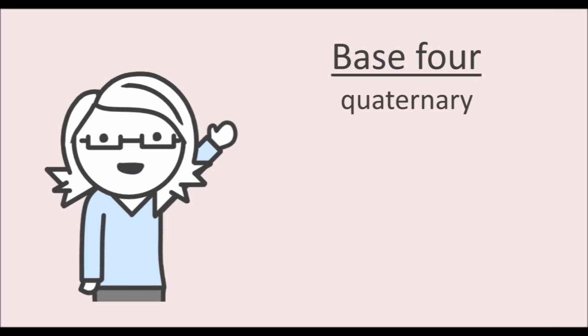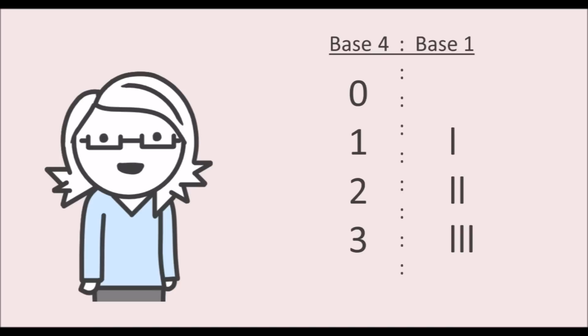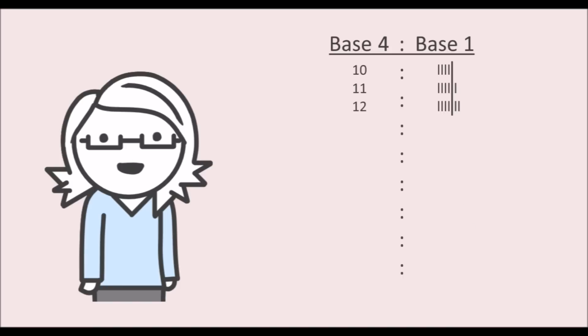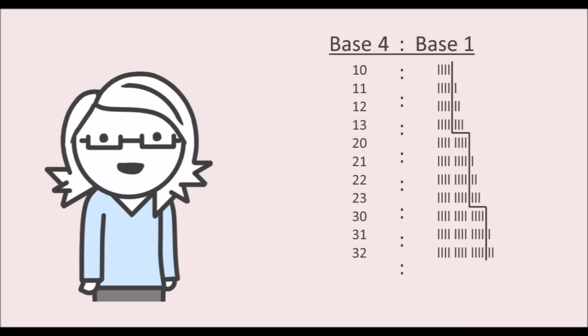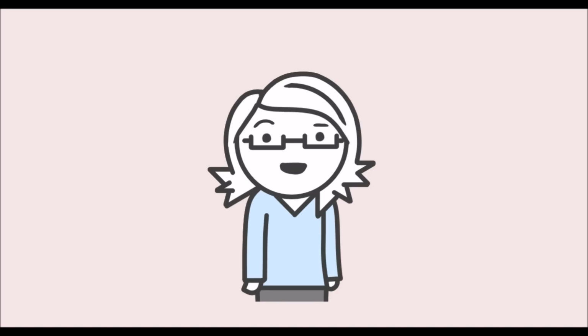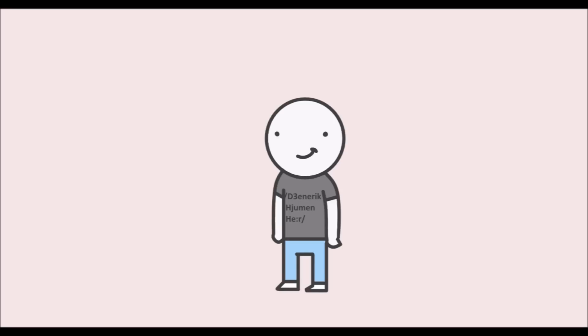Base 4, or quaternary, is the same thing. We'll just say that these four symbols represent these values, and the system of counting goes 0, 1, 2, 3. Now we've reached that tick over point, we go 10, 11, 12, 13, 20, 21, 22, 23, 30, 31, 32, 33. And the tick over points? You get the idea.